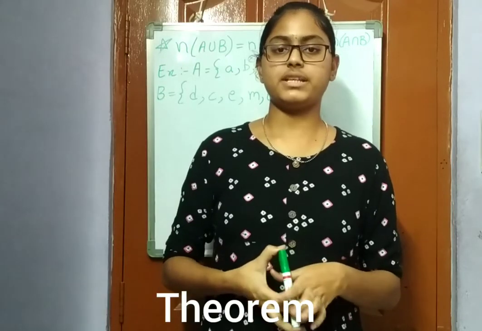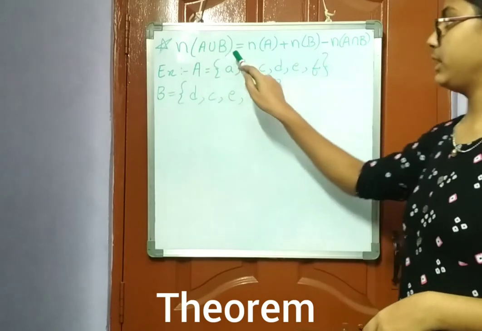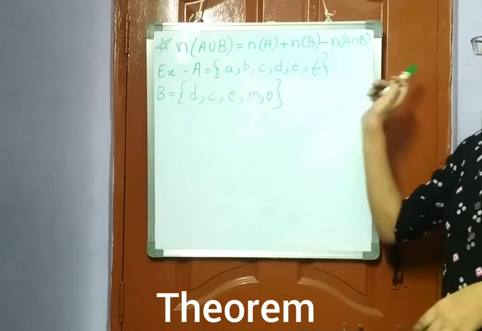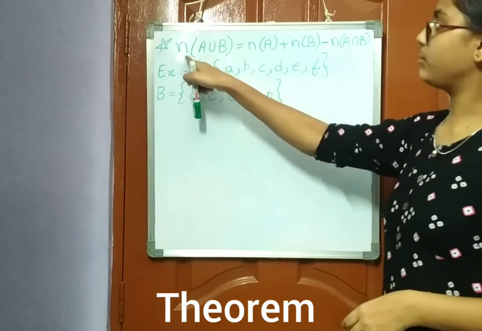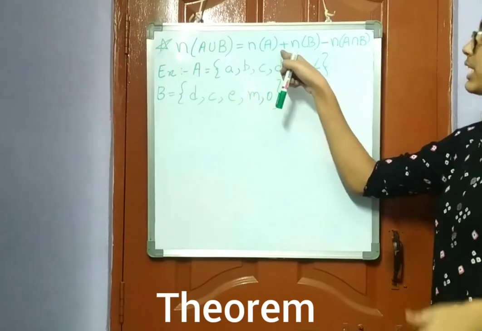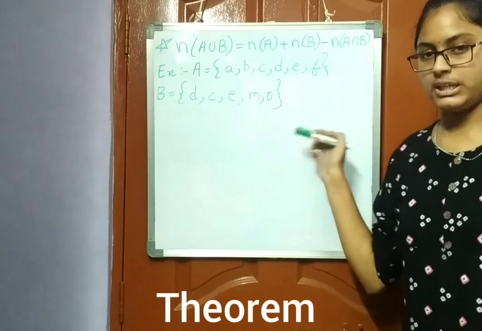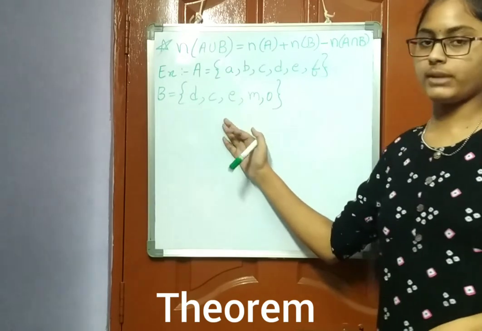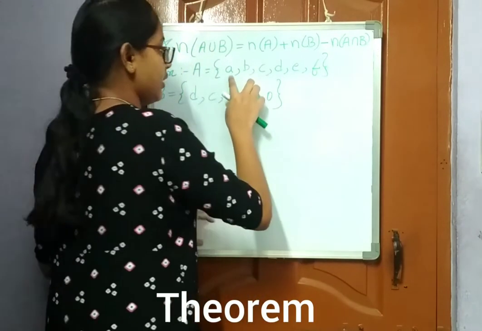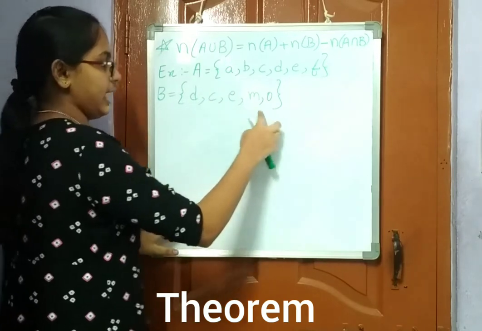There is a theorem based on the cardinality of a set, that is, n of A union B equals n of A plus n of B minus n of A intersection B. That is, the cardinal number of A union B equals the cardinality of A plus the cardinality of B minus the cardinality of A intersection B. So let's take this example and try to prove it. Here we have A as A, B, C, D, E, F and B is D, C, E, M, O.